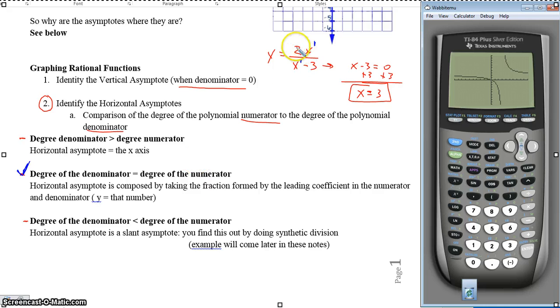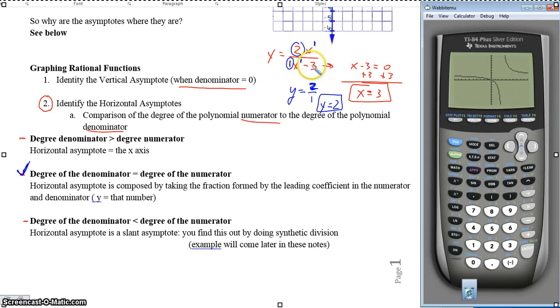So basically they're telling you to take the numerator's leading coefficient, which is 2, and the denominator's leading coefficient, which is 1, and you write it as 2 over 1, which we can then just reduce down to 2. So that's why the horizontal asymptote was y equals 2.